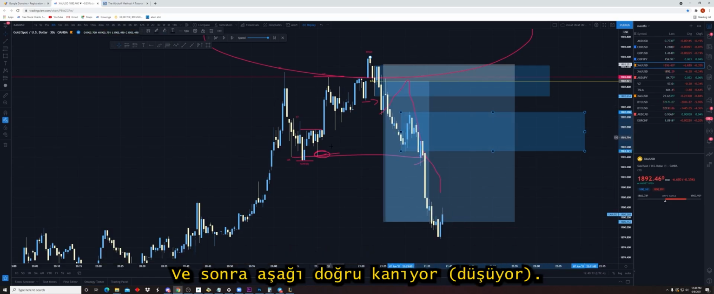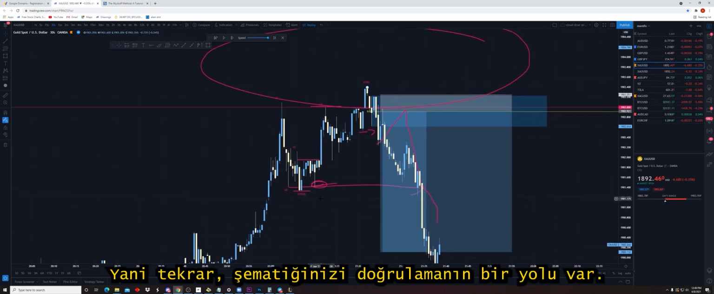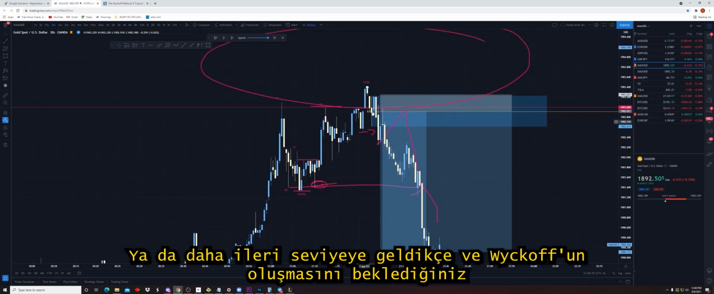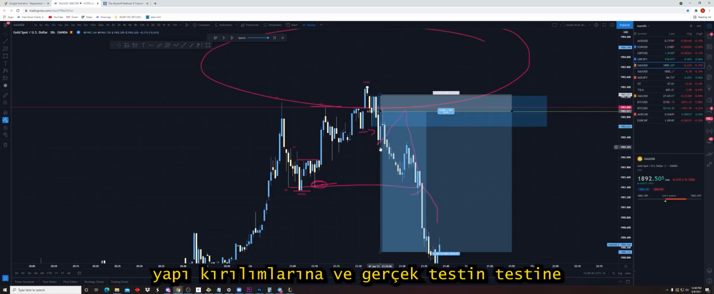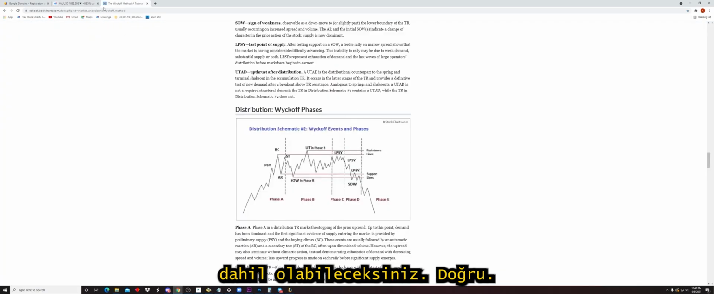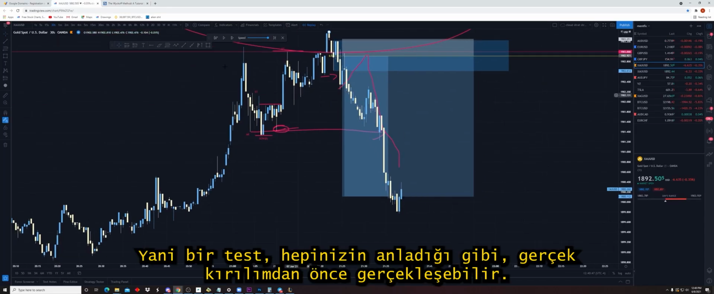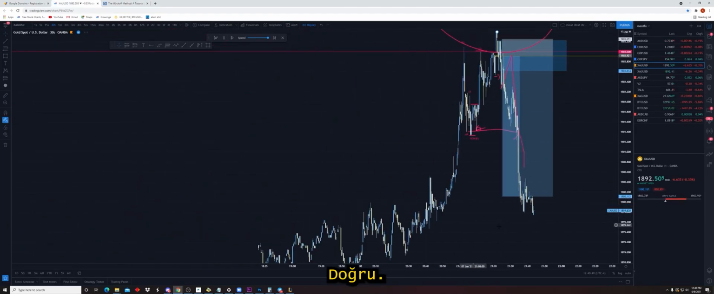So again, you have a way to confirm your schematic, or as you get more advanced and you begin to see the areas in which you expect Wyckoff to occur, you'll be able to get involved on the breaks of structure and the test of the actual test, right? So a test can happen before the actual break, as you all understand, right? And then price, of course, bled significantly lower.